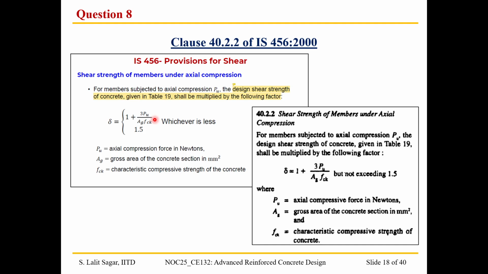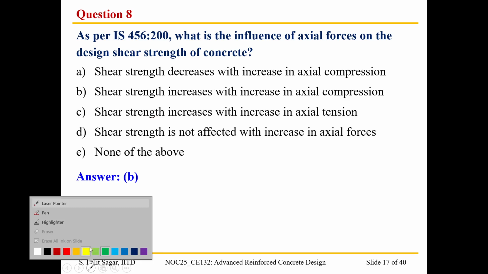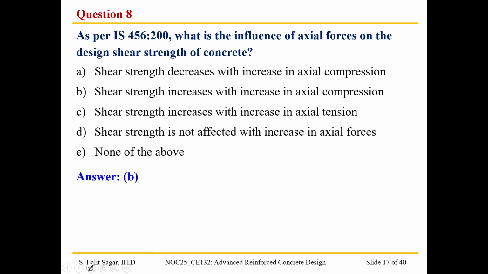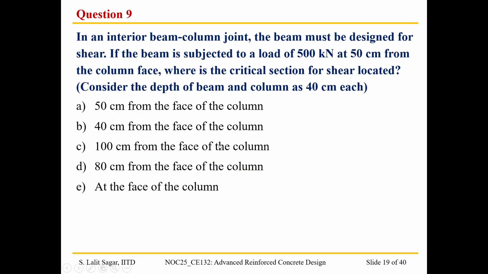Whenever there is a compressive force, there is an increase in the shear resistance of concrete. But whenever there is a tension, axial tension, the shear strength may actually decrease. So the correct answer is option B. With that, I think we can proceed to the next question.